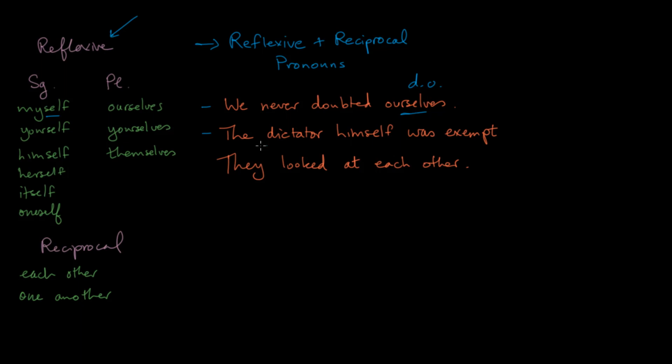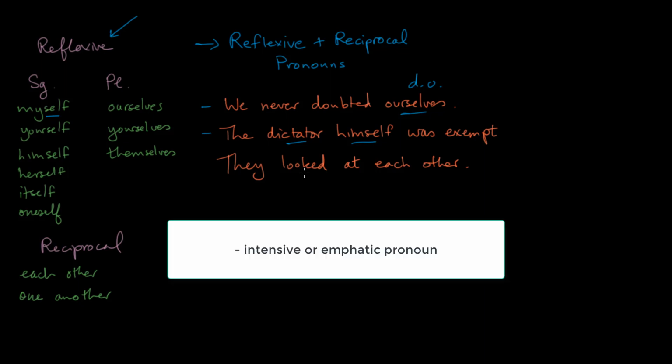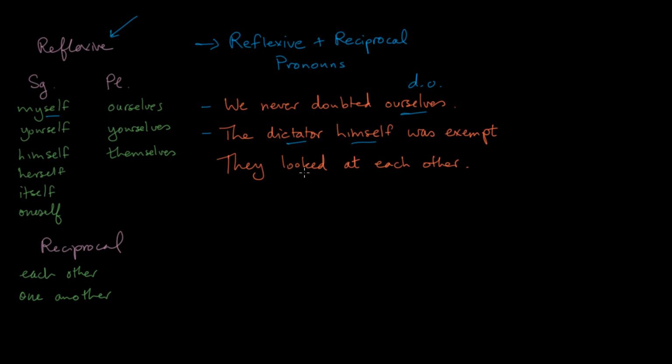Ourselves. In the second one, the dictator himself was exempt. Here we have himself kind of emphasizing dictator. Which dictator? The dictator himself. And when a reflexive pronoun is used like this, we often call it an intensive or emphatic pronoun. So you will see those kinds of words being used as well.